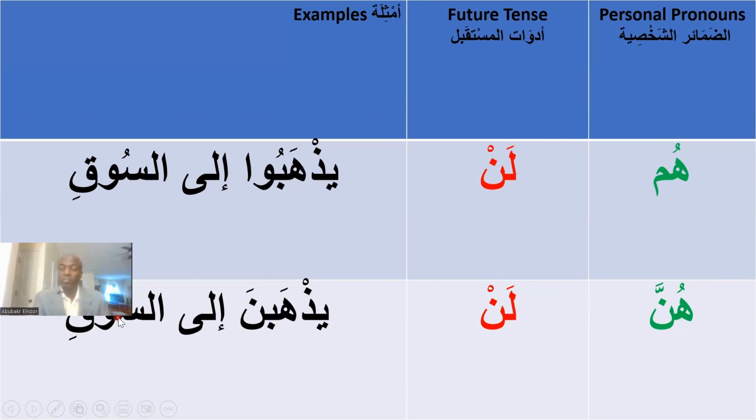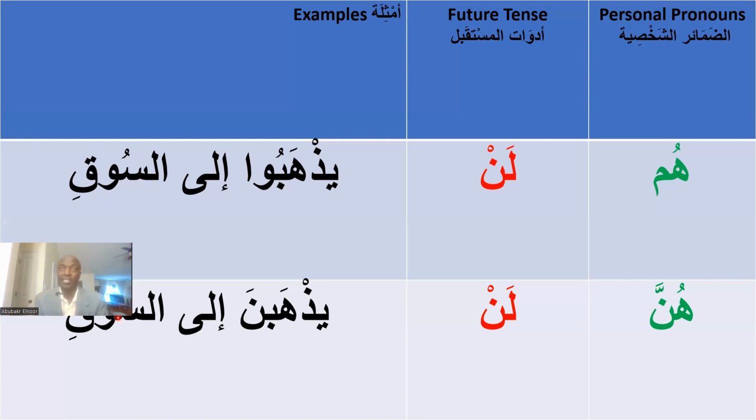So as you can see, the noon is dropped from the you singular feminine conjugation of present tense, and also the noon is dropped for you two dual and they two dual, and you all plural and they all plural masculine. So the noon is dropped in these 5 cases. To repeat again, when you negate your future tense, you keep the present tense conjugation, except the noon is dropped in the following situations.